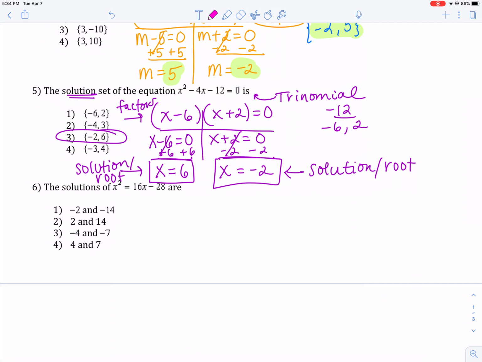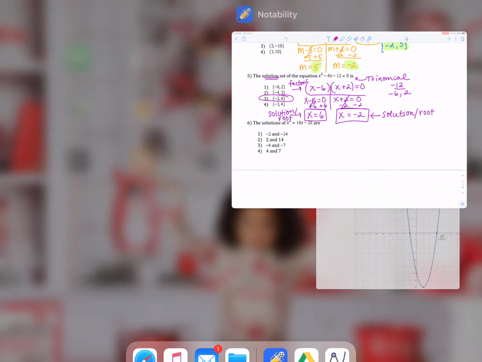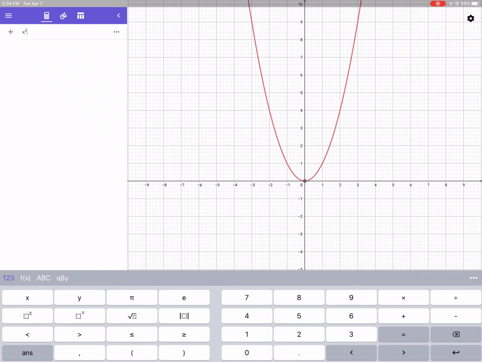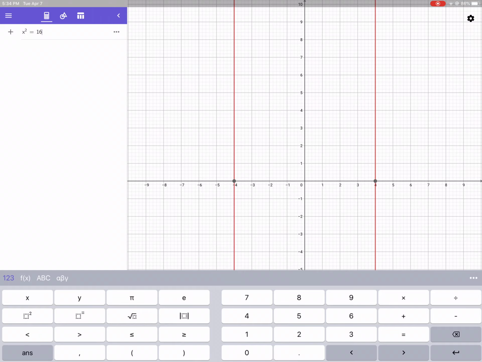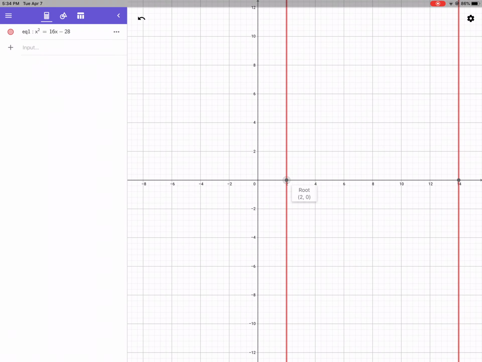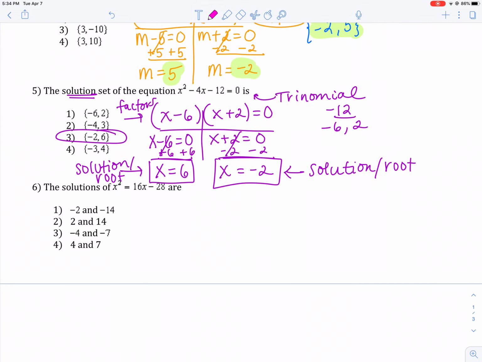So let me just say this to you. In your next question, it's a little bit more difficult because your equation is not in standard form. So if I go right to the calculator and I type exactly what I see, I'm going to get rid of this, and I'm going to type x squared equals 16x minus 28. Okay? And here it is. I'm going to see my roots, +2 and +14. That's my answer. Immediately, 2 and 14, right here. I didn't have to do a thing.